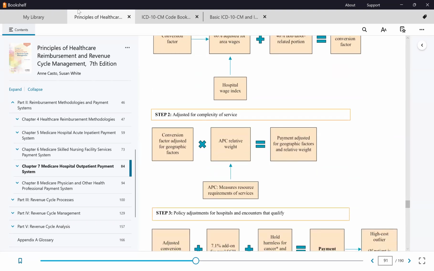And then after we do that, we adjust for how complex the service is. So we have the APC relative weight and factored in with the conversion factor for all the geographic things that we looked at above.